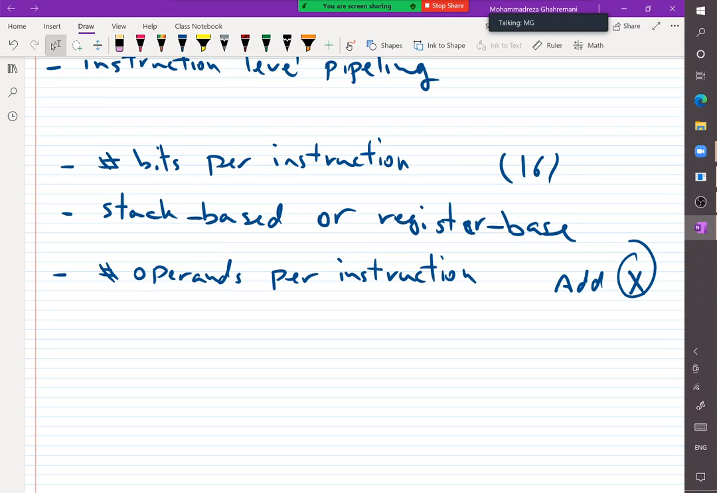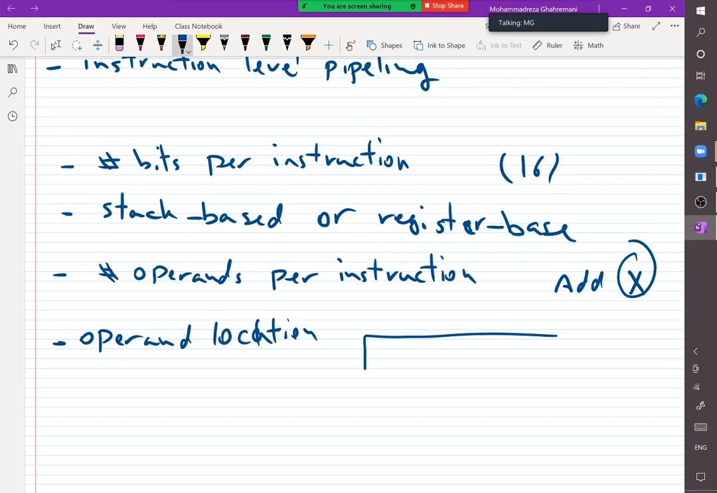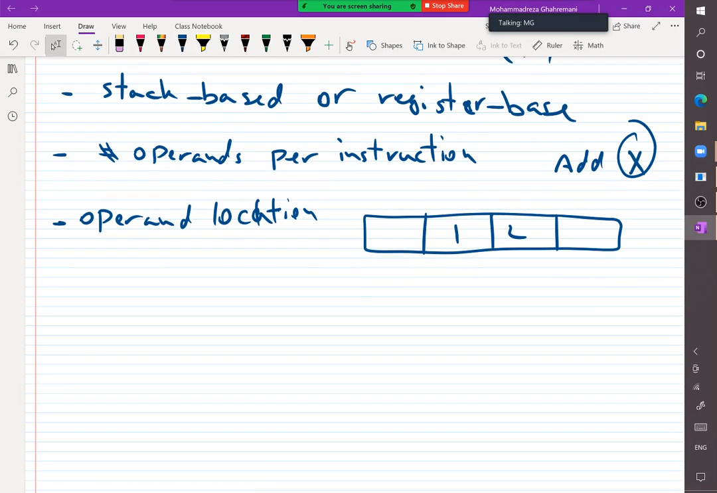another important factor. The next one is the operand location in the instruction. So if this is the instruction, where is the operand? Is the operand here? It's here, or it's here. Or if we have two operands, are we going to store them here and here, or here and here? So it depends. So the location of operands is very important.